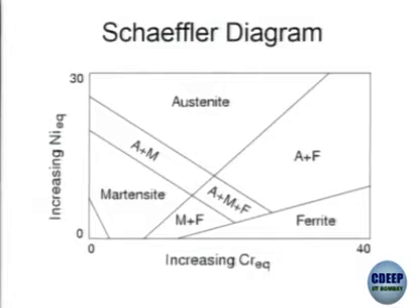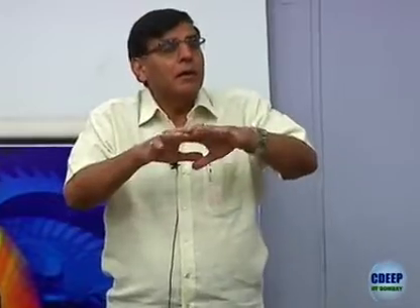Basically, the Schaeffler diagram is not a standard way of representing, it is basically for a dynamic thing like welding. But perhaps if you want to understand in a simple fashion how all these four stainless steels can be generated and what are the factors by which these four stainless steels can be created or differentiated, then there are two important factors. Because how do we make austenitic stainless steel? By adding austenitic stabilizing elements.